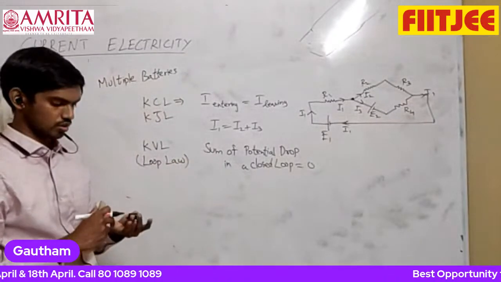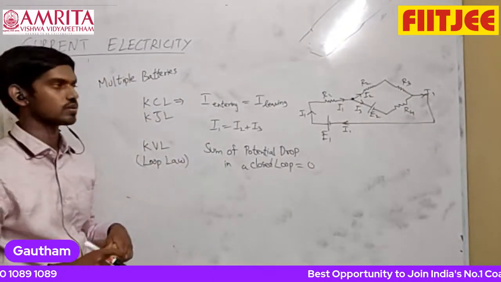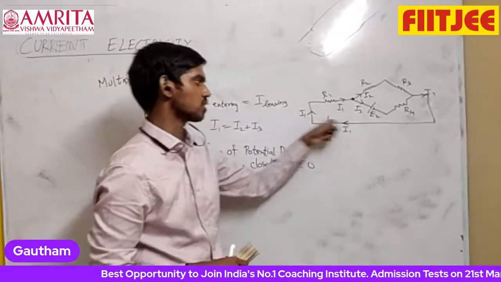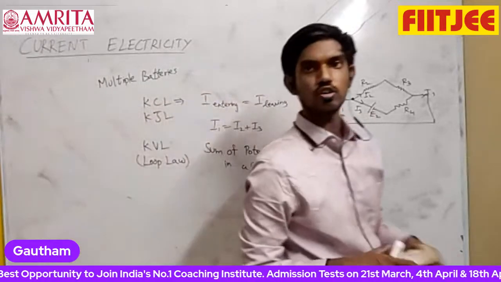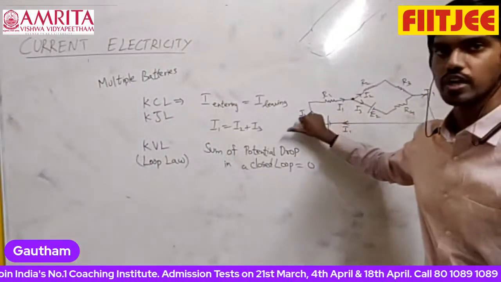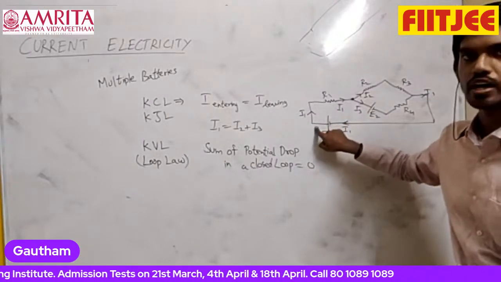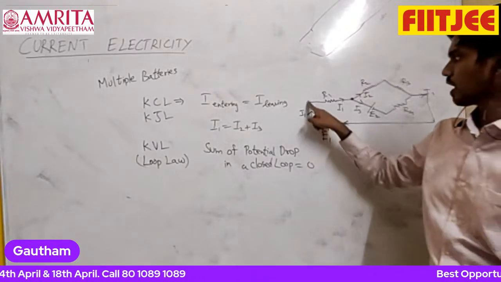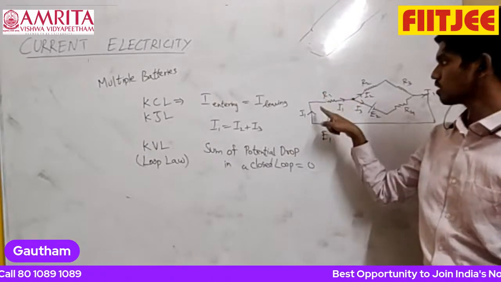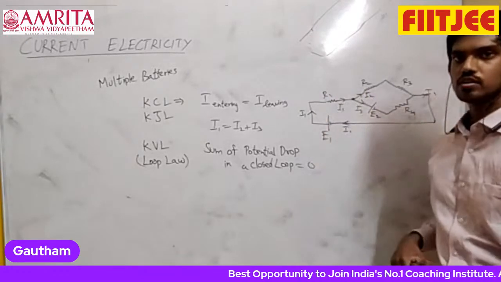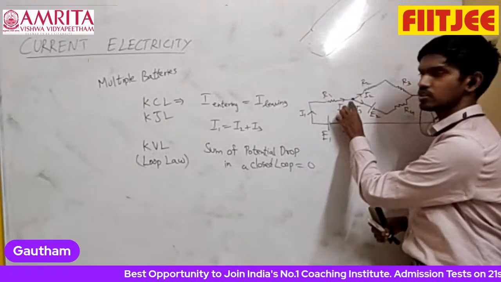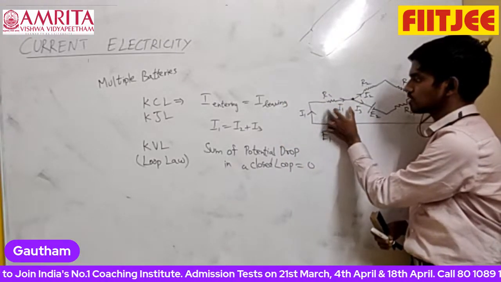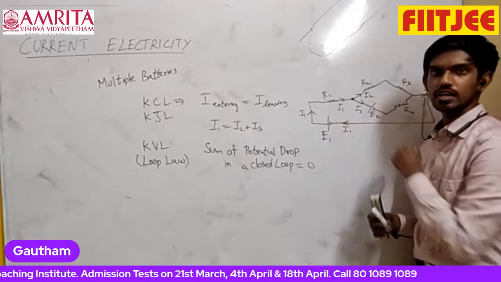While writing this equation, you have to be careful with the plus or minus signs. One method you can use: whenever you are crossing a battery, potential is increasing, but the direction in which you are going also matters. If you are crossing a battery in this direction, you are going from lower potential to higher potential, so put plus E1. If you are crossing a resistor along the direction of current, current flows from high potential to low potential, so potential will decrease. The decrease in potential is I1 into R1, current into resistor.